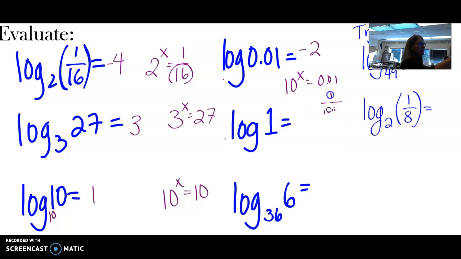All right, so next one, log of 1. What's the base? The base isn't written, so the base is 10. So 10 to what power equals 1? Well, anything to the 0 power is 1, so this is 0. 10 to the 0 equals 1.